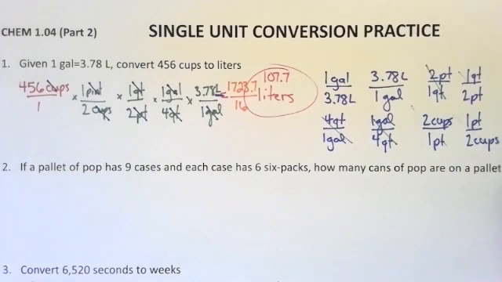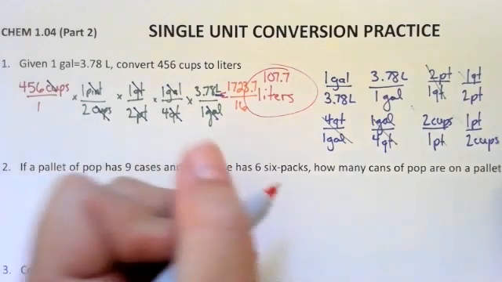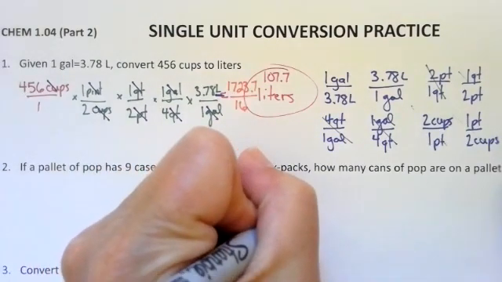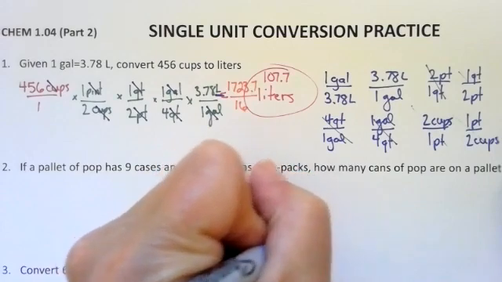So in your homework, some of the problems are word problems. If a pallet of pop has 9 cases and each case has six packs, how many cans of pop are on the pallet? So the first thing we're going to do is frame up. And what I tell students to do is, in questions like this, look for the question word. Which, how many, how much. And in this case, it says how many cans of pop are on a pallet. So we're solving for cans of pop.